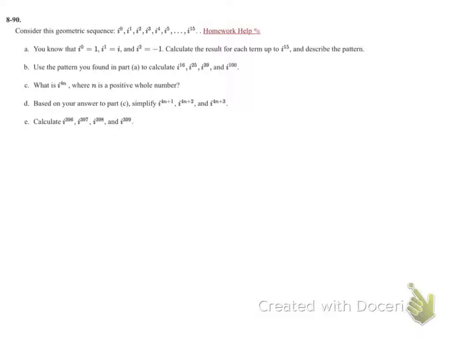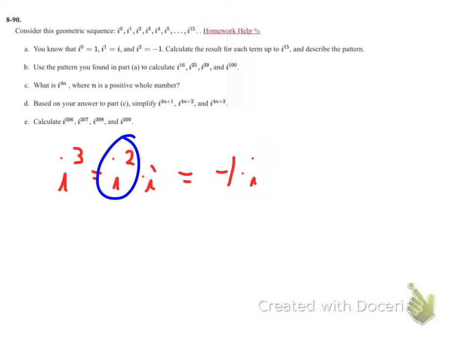A previous homework problem had i to the third, and then had you try to guess what you thought i to the fourth would be. So i to the third is the same thing as i squared times i to the first. This is -1, so I have -1 times i to the first, which is just -i. So that means that i to the fourth is going to equal i squared times i squared.